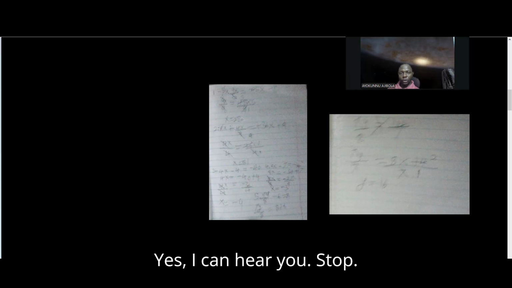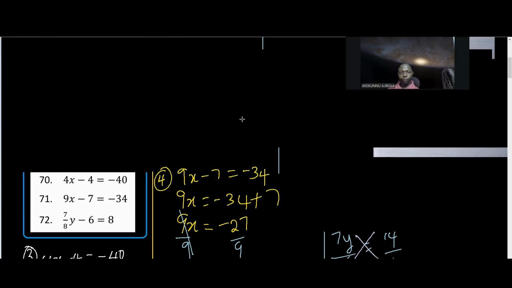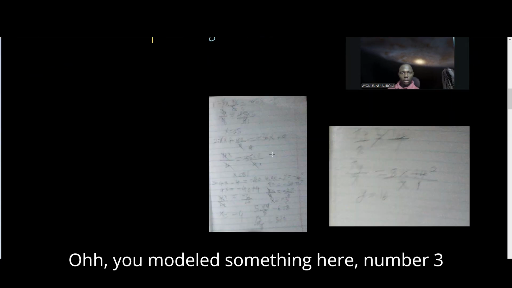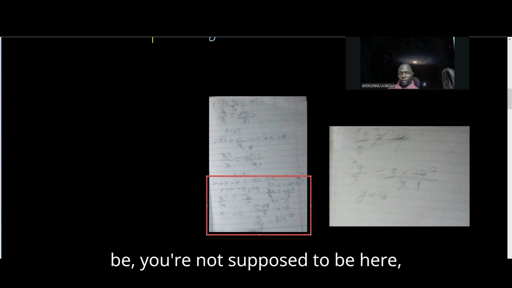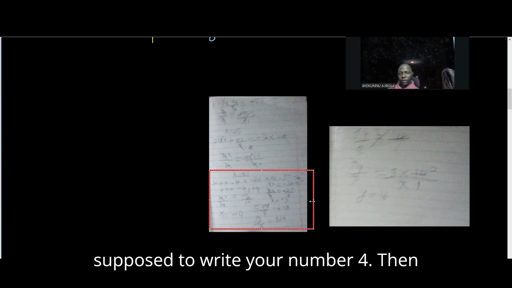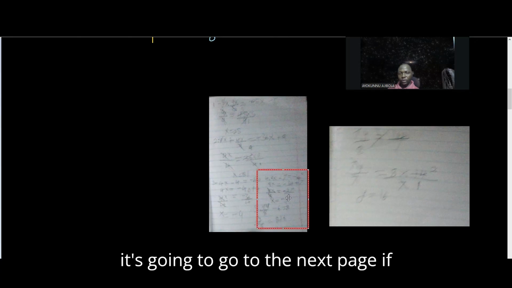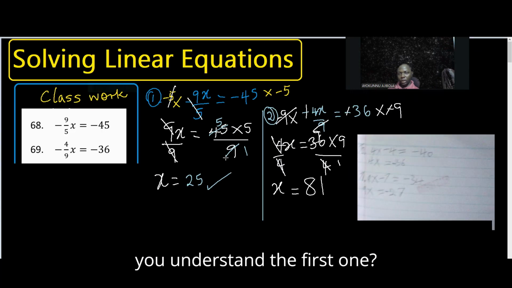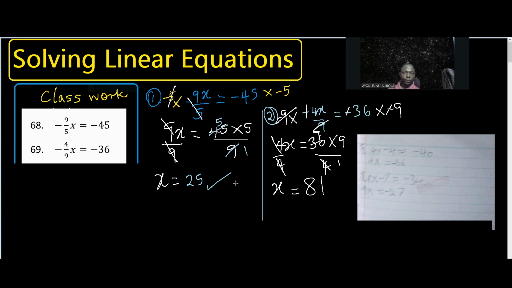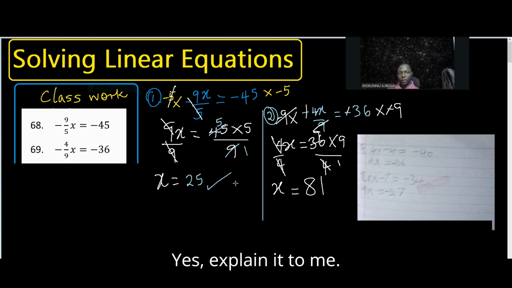So, checking through your note now, I observed that you modeled something here. Number three and number four are not supposed to be here. Suppose you write your number four, then this one goes to the next page if there's no space under it. But no worries. Do you understand the first one? Yes. Explain it to me.